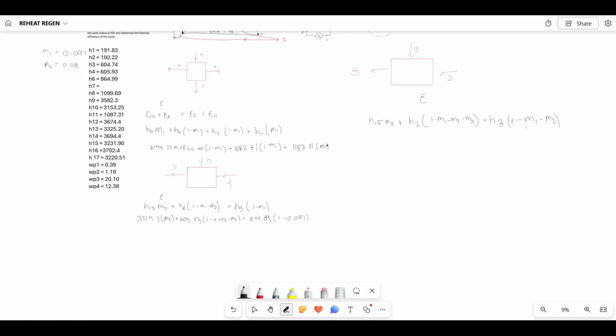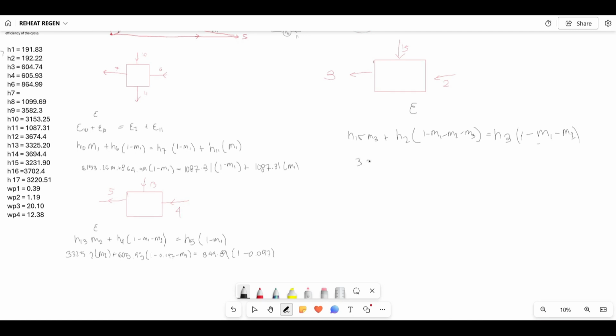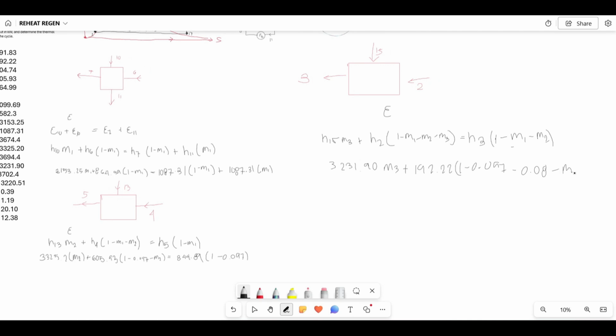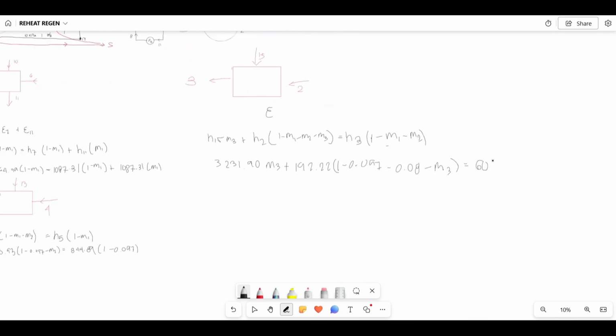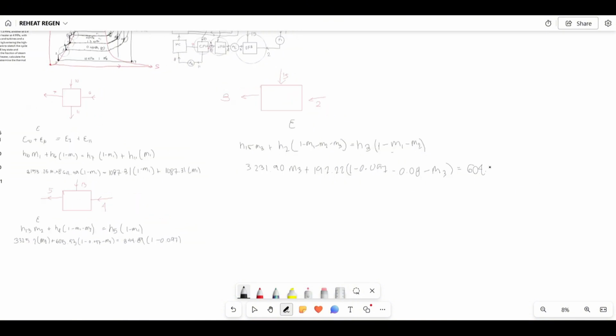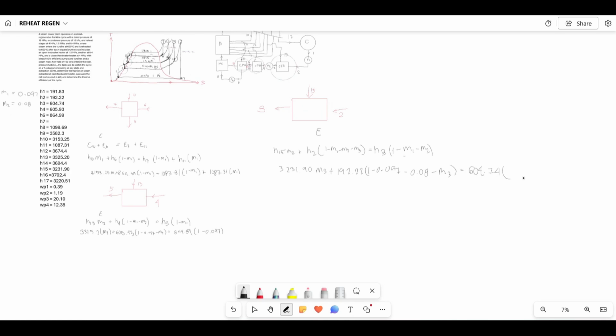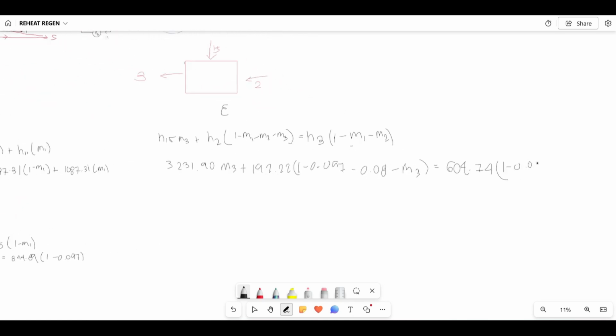So now we have the enthalpies of this thing. H15 now is 3231.90 times mass 3 plus, what's H2, 192.22 times 1 minus 0.097 minus 0.08 minus mass 3 is equal to, what's H3? 604.74, right? Times 1 minus 0.097 minus 0.08.